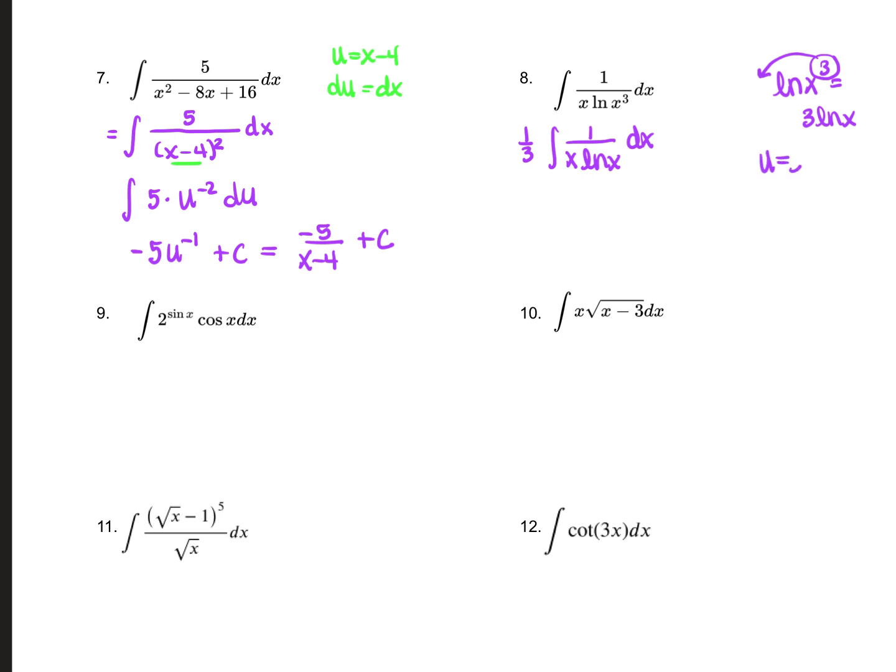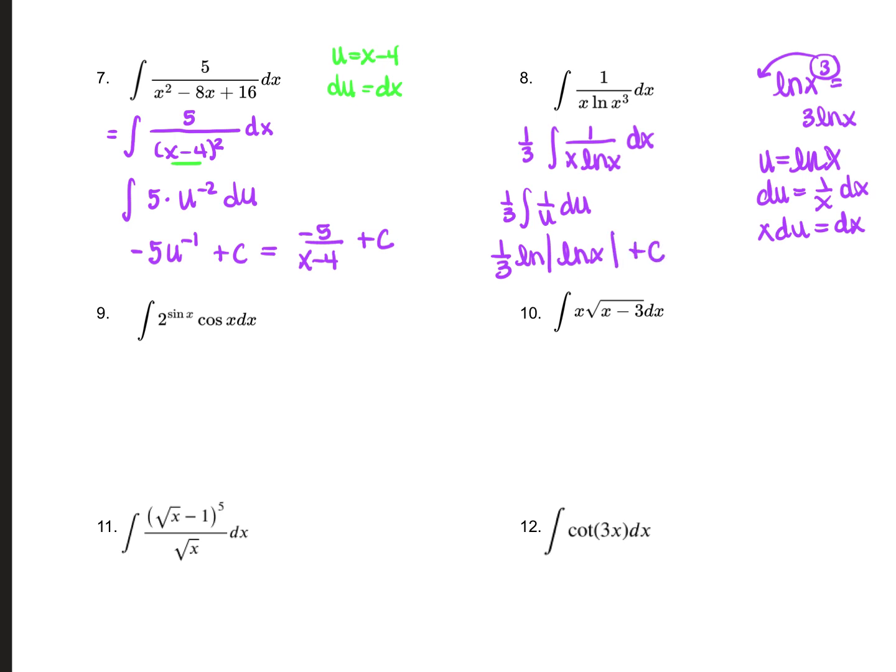So if we let u equal the natural log of x, then du would be 1 over x dx, and then notice that the x on bottom is going to cancel with this new x. So we're going to be left with 1/3 the integral of 1 over u du. And of course, the integral of 1 over u du is the natural log. So we'll have 1/3 the natural log of u. But remember, that's the natural log of the natural log of x plus c.